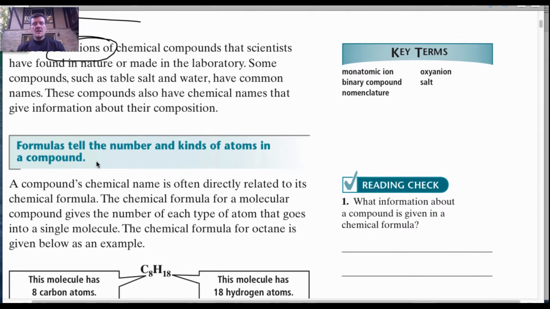Okay? Basically, the formula that scientists have devised gives us information about what elements are in the compound and how many of each element. Okay? So the formulas are going to tell us what? The number and the kinds of atoms that are in the compound. We want to know which elements, which atoms, are in the compound, and how many of each of those are in the compound.